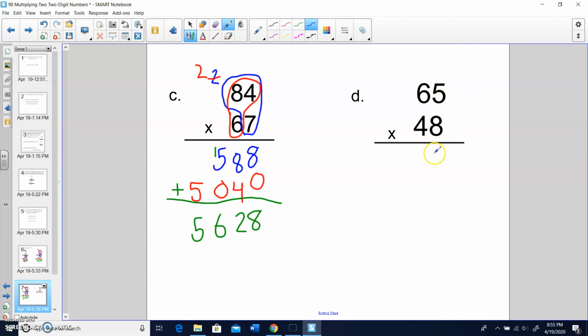8 times 5 is 40. The 0 comes down. My 4 gets carried up to be added in. 8 times 6 is 48, plus 4, 49, 50, 51, 52. I have nowhere left to carry it, so they can both come down. Okay, moving on to multiplying by the tens place. 0 to hold my place in the ones. 4 times 5 is 20. My 0 comes down. My tens place gets carried up. 4 times 6 is 24. Plus 2 is 26.